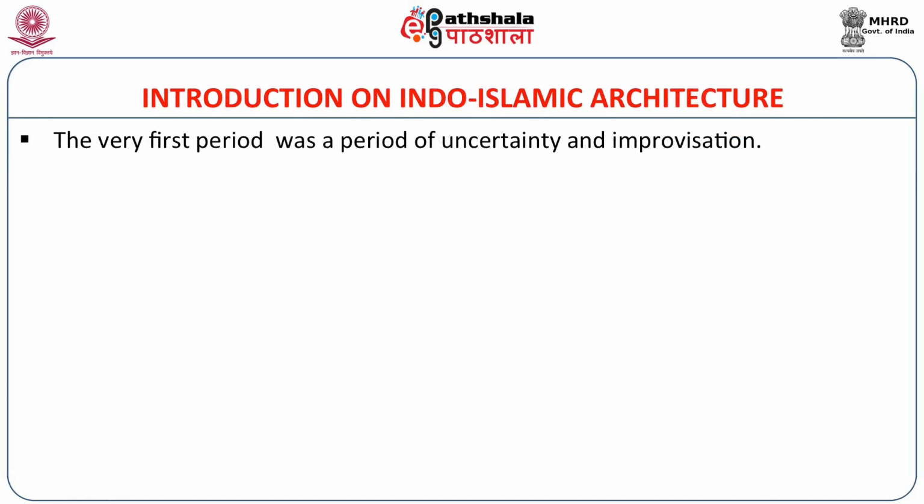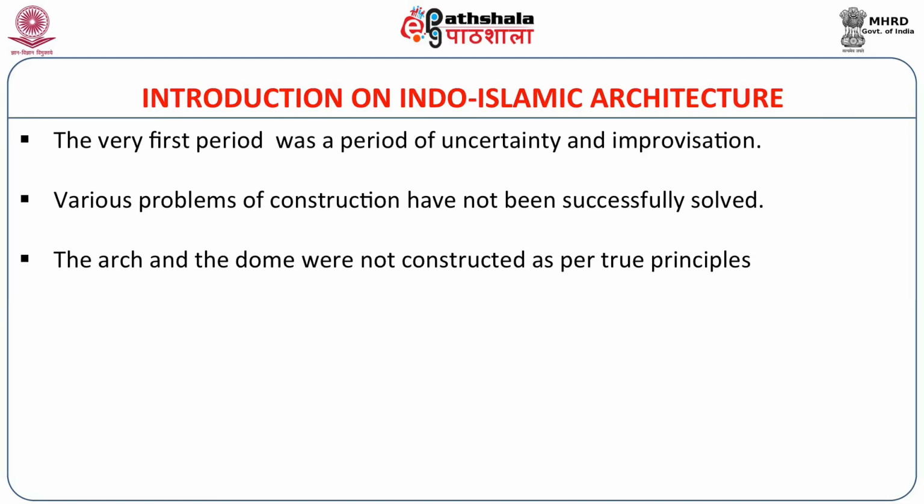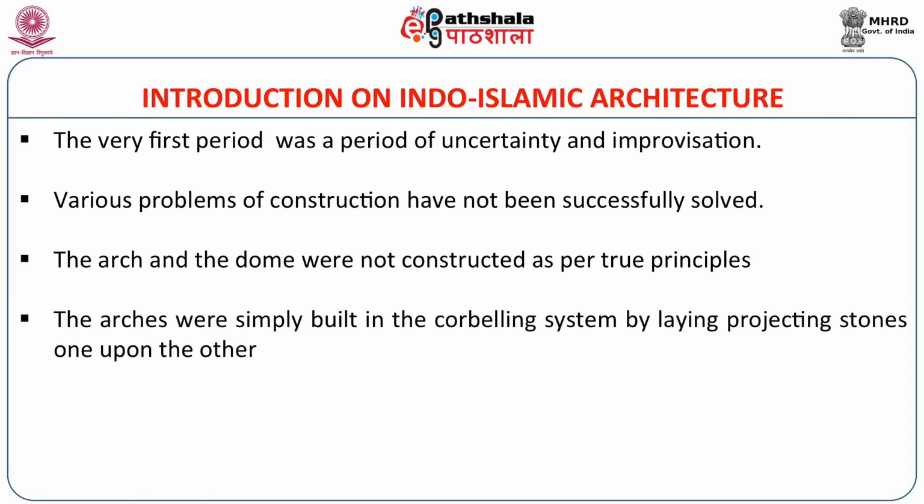The very first period was a period of uncertainty and improvisation, as we have mentioned, because the people who came from a foreign land had to take help of the raw materials which were locally available. They had to work with locally trained masons, who were highly skilled, but were used to a style which was not actually the style the patrons wanted to have here. Various problems therefore arose in the construction, and in the beginning they could not be solved very successfully. The arch and the domes were not constructed as per true principles. The arches were simply built in the corbelling system by laying projected stones one upon another, and after laying those stones they were cut according to the curve of the arches.